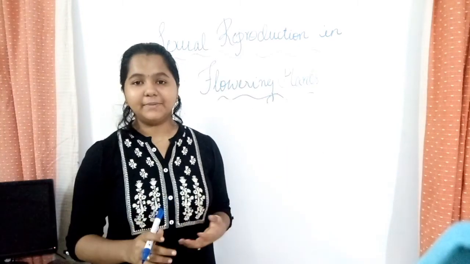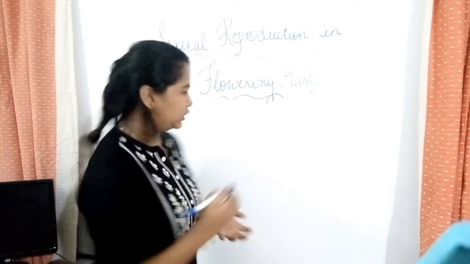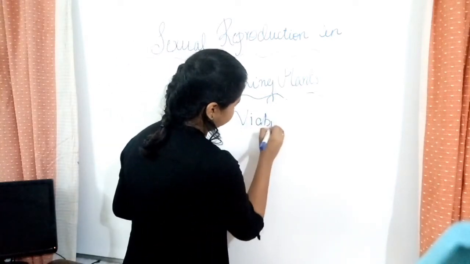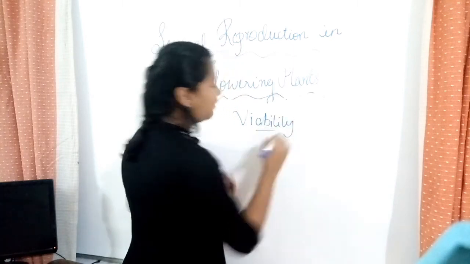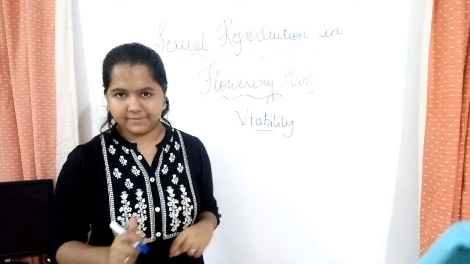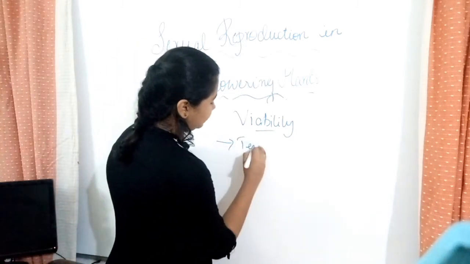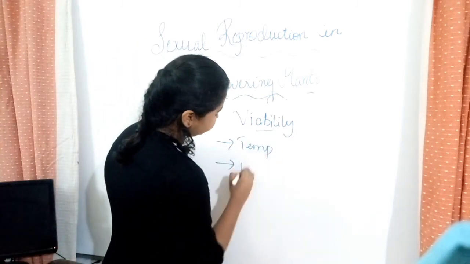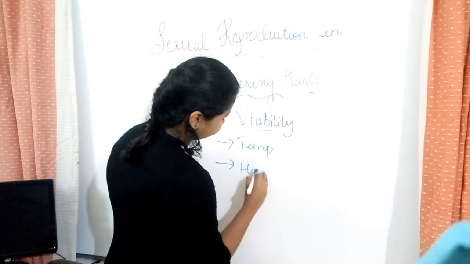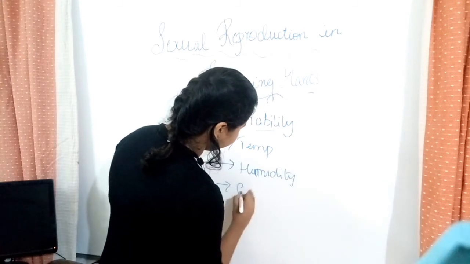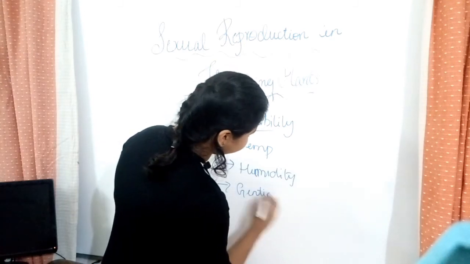So now we learn about the viability of the pollen grains. What are the factors that affect viability? We have to learn three factors. The first one is temperature. Second one is humidity. Third one is genetic potential.